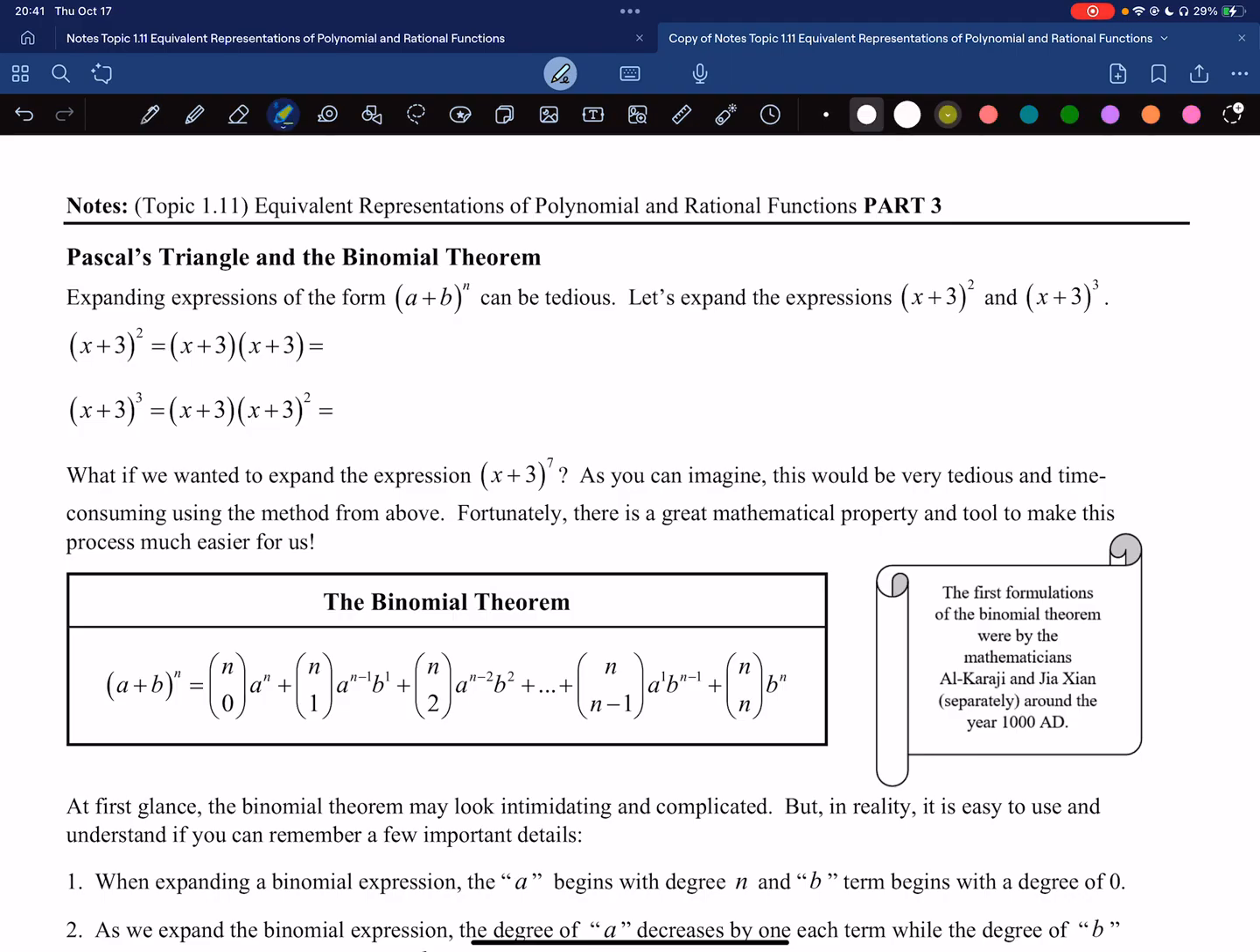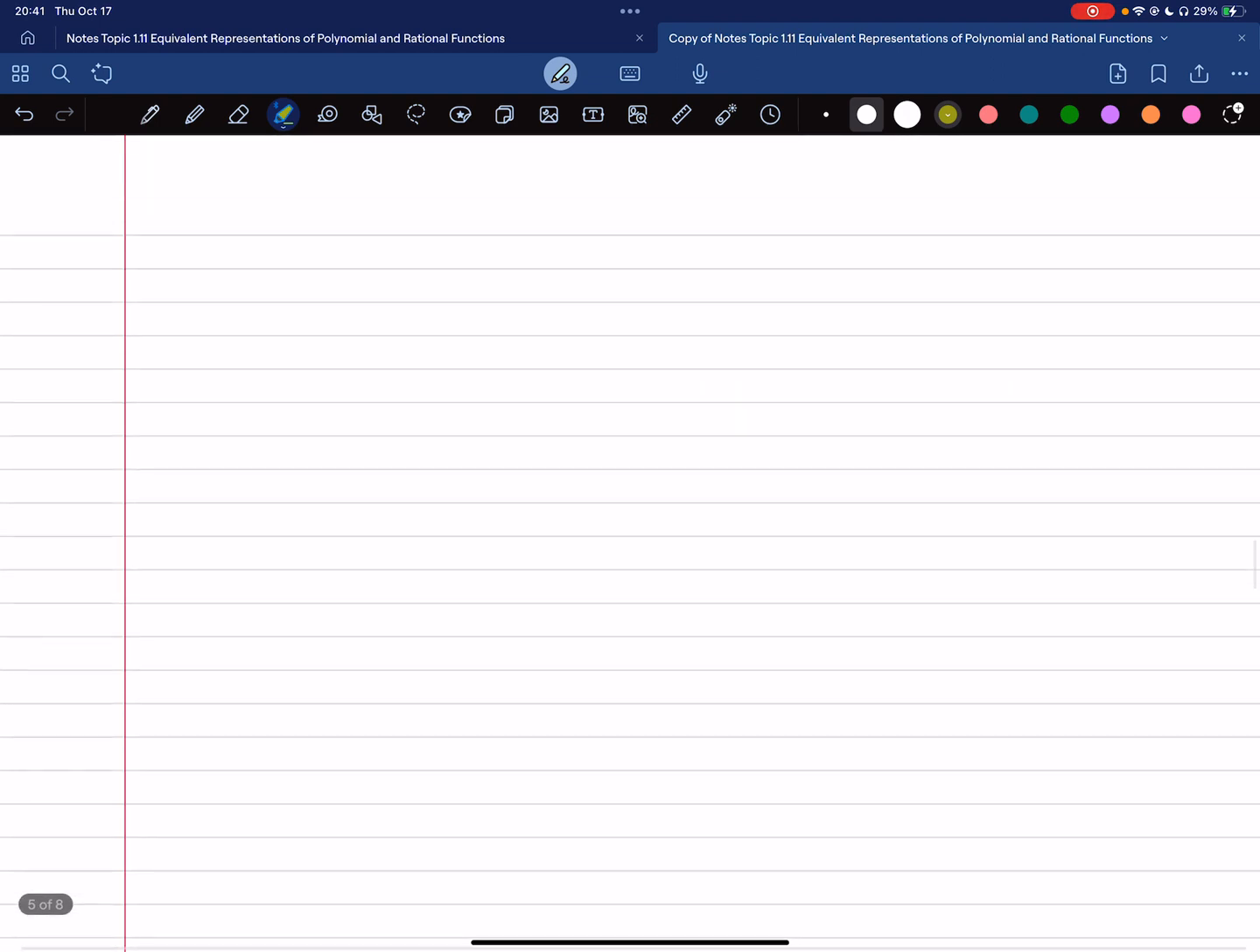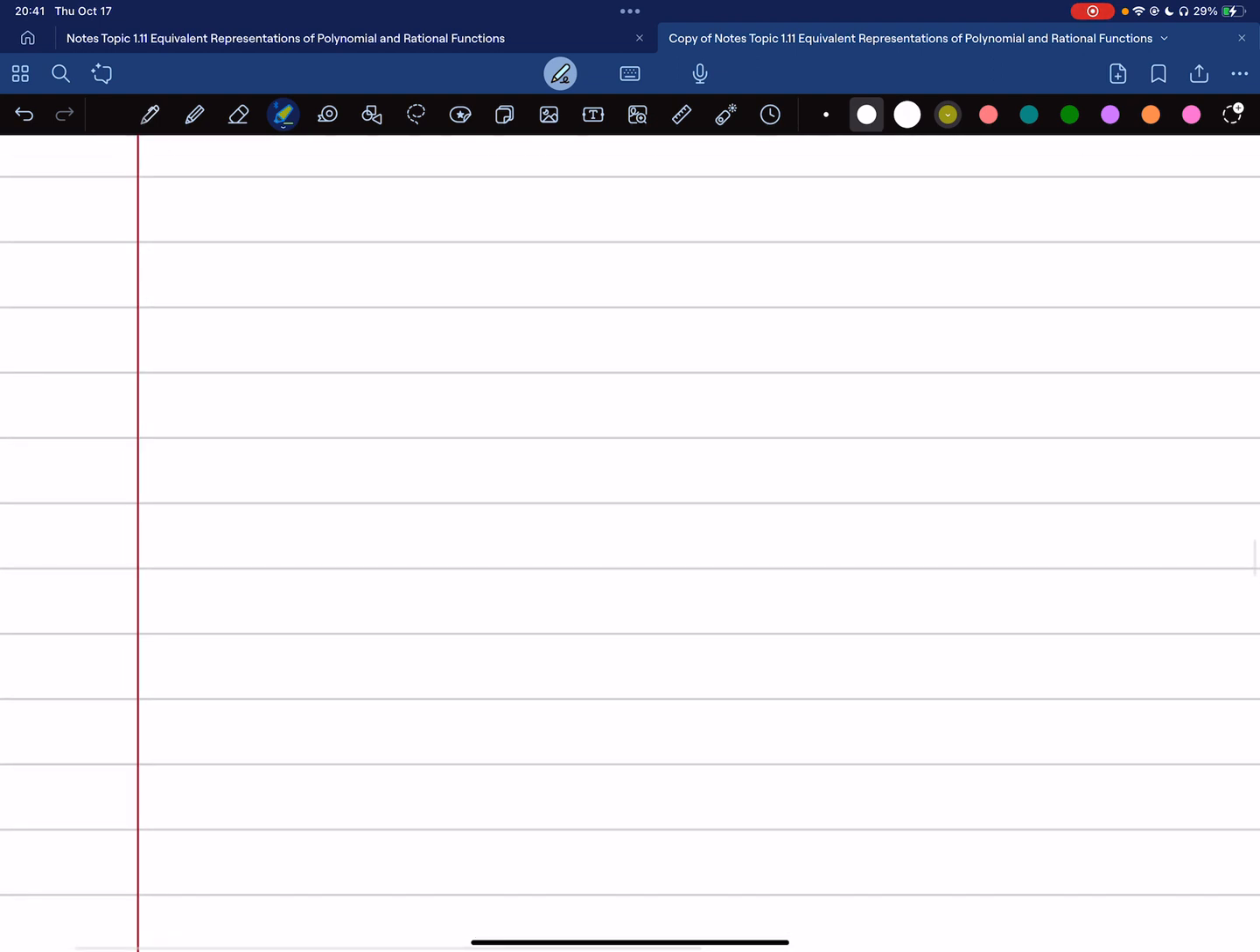So the first thing this says is that expanding expressions in the form of a plus b to the n power can be tedious. So we're going to start by expanding x plus 3 squared and x plus 3 to the third power. You should have some blank space on the very last page of your notes where you can write this out, or you can grab some notebook paper.